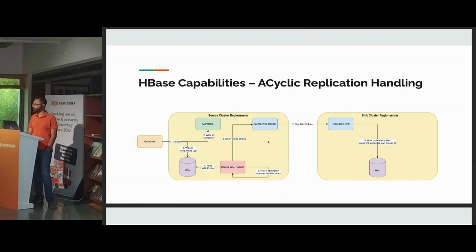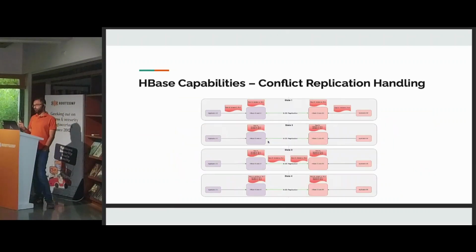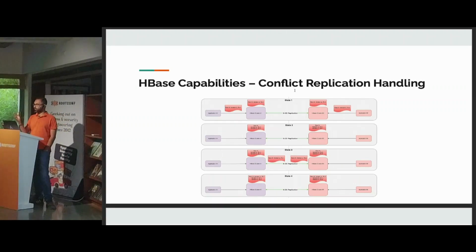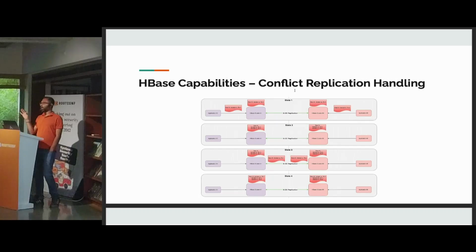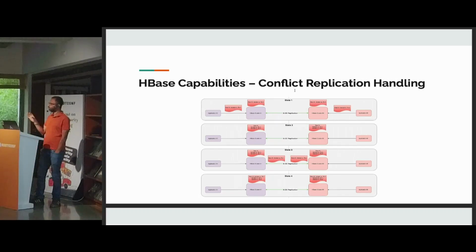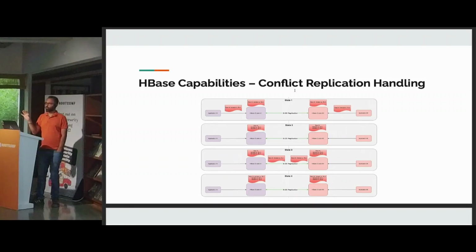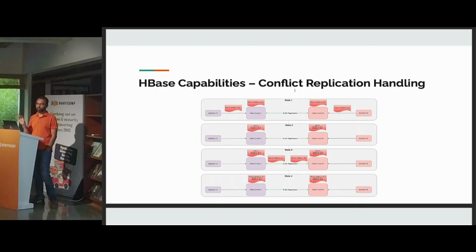Acyclic replication is one capability that helps in setting up multi-DC setups. Another capability is conflict resolution, which is a bit complicated to handle if you want a truly consistent setup. Here we are talking about eventually consistent, so we are okay with the basic set of capabilities that HBase gives.